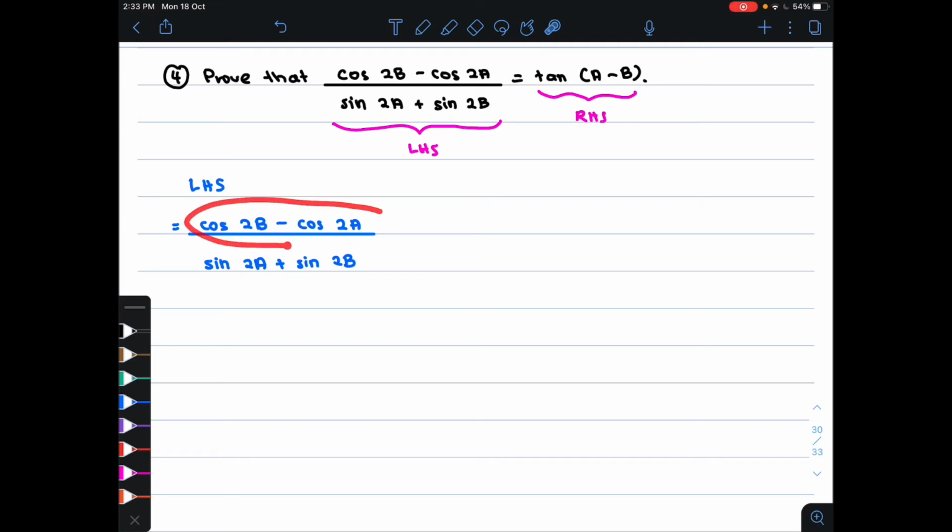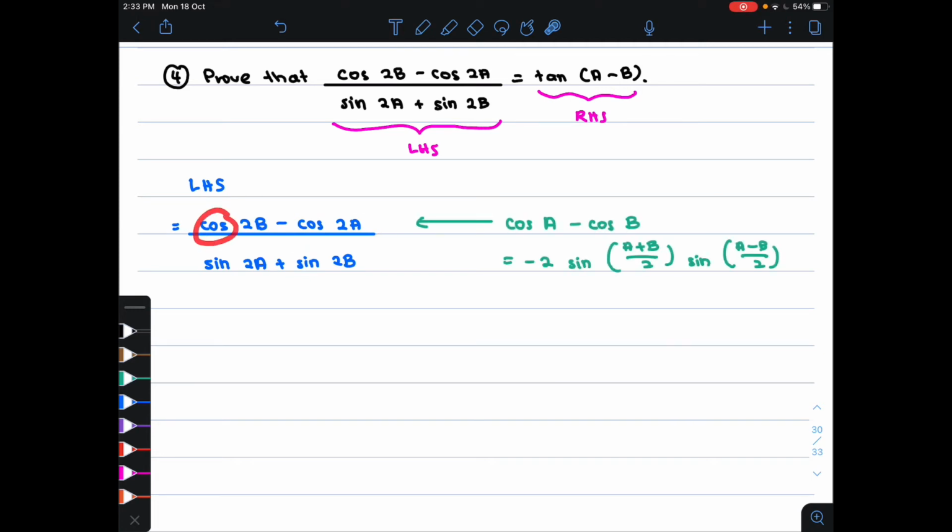We can also use sum to product identities. So let's look at the numerator first. Since we have cos minus cos, this is the sum to product identities that we need to use. Therefore, by comparison, A is 2B. So A here will become 2B and B is 2A. So B will become 2A.